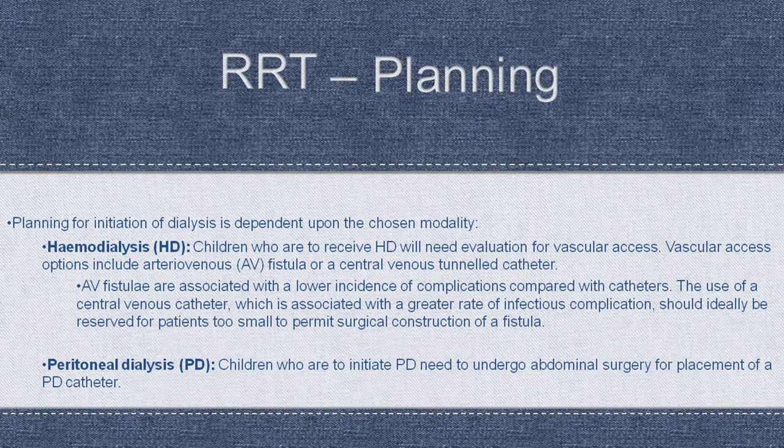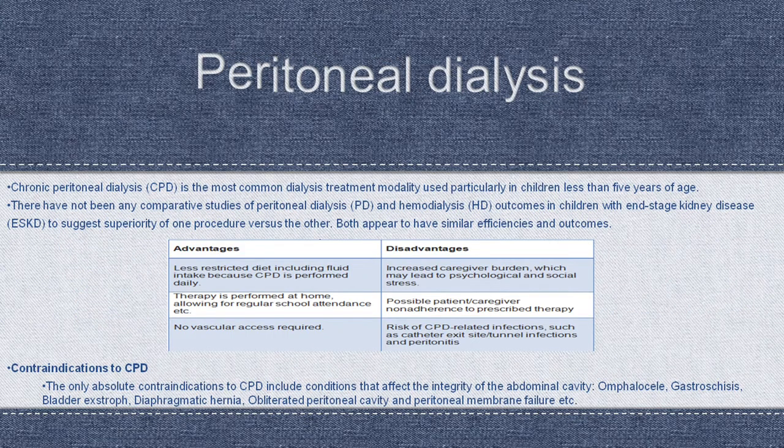In terms of peritoneal dialysis, patients who are initiated on PD need to undergo abdominal surgery for the placement of the PD catheter. We will now consider peritoneal dialysis in a little bit more detail. Chronic peritoneal dialysis is the most common dialysis treatment modality used, particularly to treat children under the age of 5. There have not been any comparative studies of PD and HD outcomes in children with CKD to suggest a superiority of one procedure versus the other. Both appear to have similar efficiencies and outcomes.